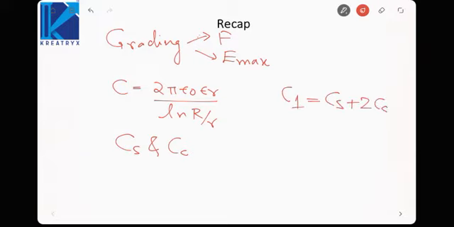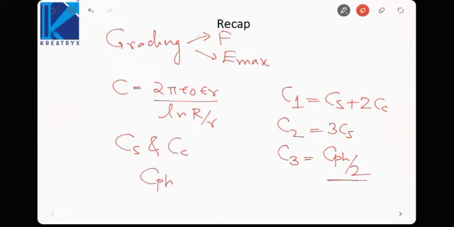Then we connected all the 3 cores together and measured the capacitance between core and sheath. It came out to be 3CS. Then we connected one core to the sheath and measured the capacitance between the other 2 cores. It came out to be C phase by 2, where C phase is CS plus 3CC.